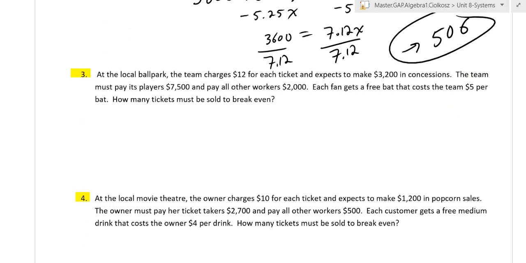Moving down. At the local ballpark, the team charges $12 for every ticket and expects to make $3,200 in concessions. So that looks like I'm charging $12 for each ticket, so that's x, and I'm going to make an additional $3,200. I have to pay my players, so on the other side here, I'm paying them $7,500. And all other workers get another $2,000, so it's another $2,000 I'm spending. And lastly, each fan gets a free bat that costs me $5 per bat. So since it's per bat, that gets an x.